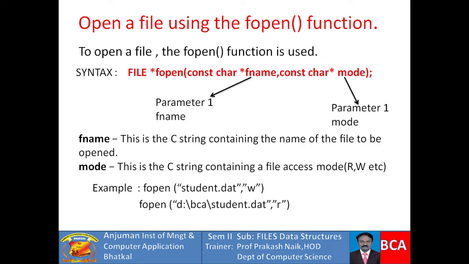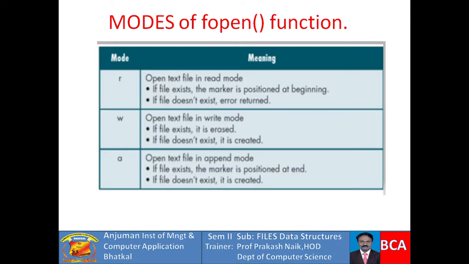Fine. Now we shall learn in detail the different modes. You can see in the first mode R stands for read. Suppose if I want to access the contents of the file, it is called reading a file. So to read a file, we have to use the mode R. If the file is existing, then the cursor position is marked to the beginning of the file, that is the first character of the file. But if the file is not existing, an error message is displayed or returned.